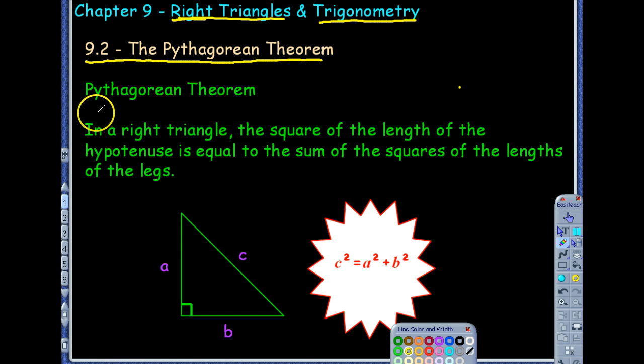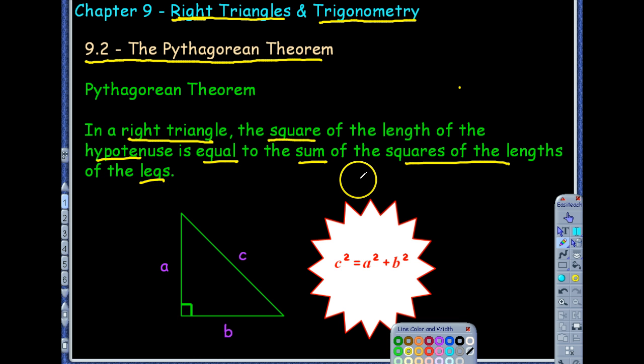All right, so what's the Pythagorean Theorem? Obviously, you have to have a right triangle. And it says the square of the length of the hypotenuse, so you square the hypotenuse, is equal to the sum of the squares of the lengths of the legs. Who knew that you learned a theorem back in middle school and you didn't even realize how important it would be? I know.